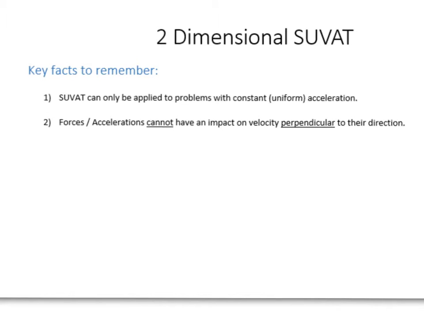Another key thing for this one, when we start to move into more dimensions, is that forces or accelerations can't have an impact on velocity perpendicular to their direction. So I'll show you what I mean by that. So let's just draw in an object. So we've got, say, a ball here, and let's say it's travelling this direction here, and an acceleration is applied perpendicular to that. So you've got your acceleration, which is typically drawn with a double arrow. I'm going to say it's got acceleration A.